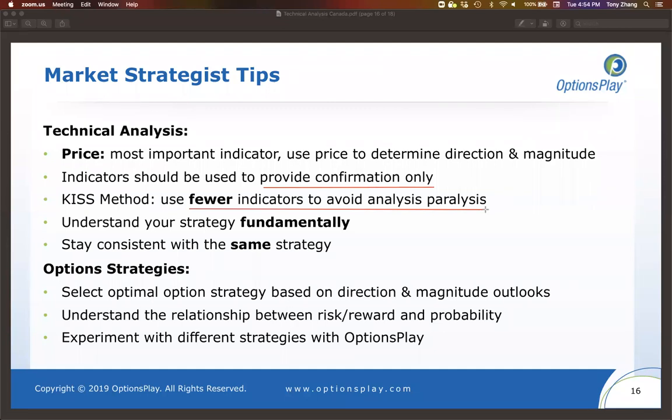There will be less subjectivity to the directional views that you have if you only use one indicator. And if you use that same indicator day in and day out with the same analysis, you're likely going to be a more consistent trader in the long run. It's really important to understand your strategy fundamentally, because that allows you to look back on some trades, especially when you have a string of losses. That's where it hurts the most.